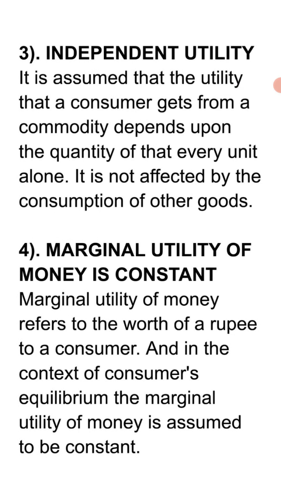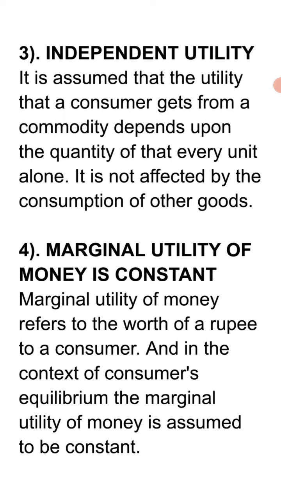Thereafter, the next assumption is independent utility. That means it is assumed that the utility a consumer gets from a commodity depends upon the quantity of that commodity alone. That means if a consumer is using 2 goods, 3 goods, 4 goods, then every good has its own independent utility. The consumption of one good is not going to affect the utility of another good.